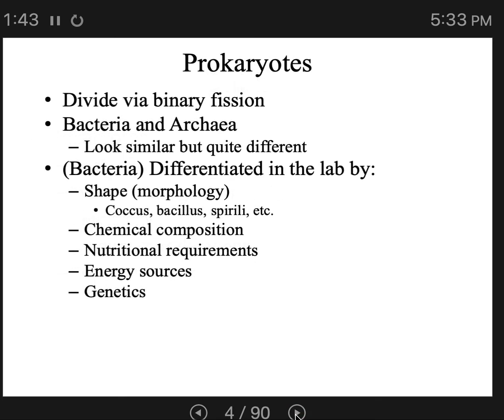All right, so let's start with prokaryotes. Again, prokaryotes include two domains of life, bacteria and archaea. We're going to focus on bacteria since archaea are not known to cause disease.